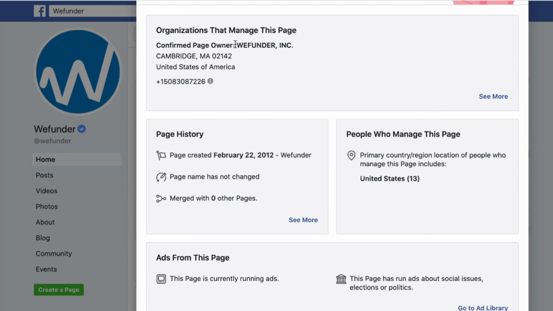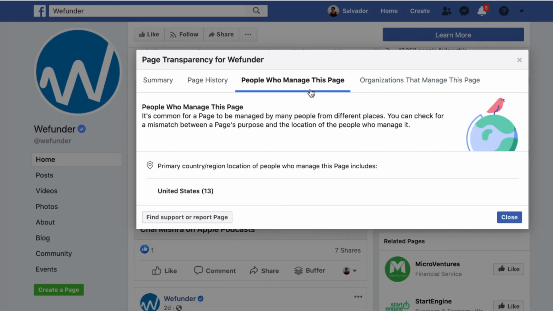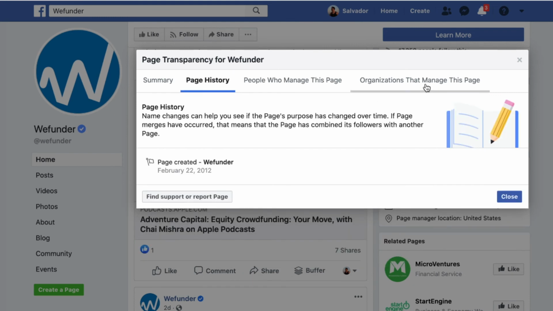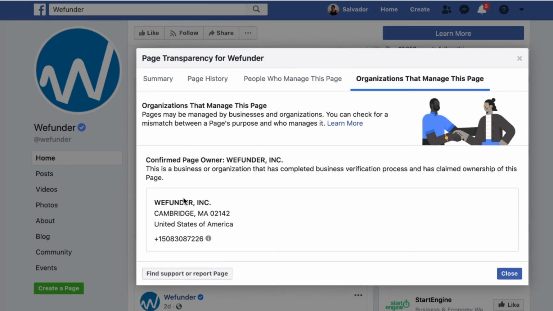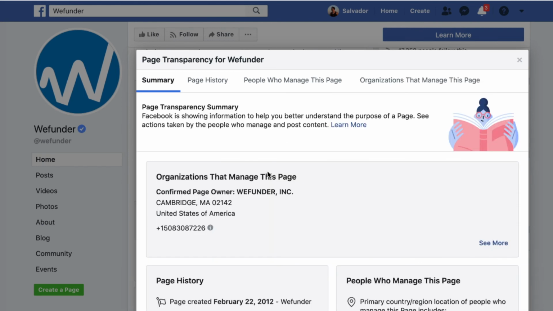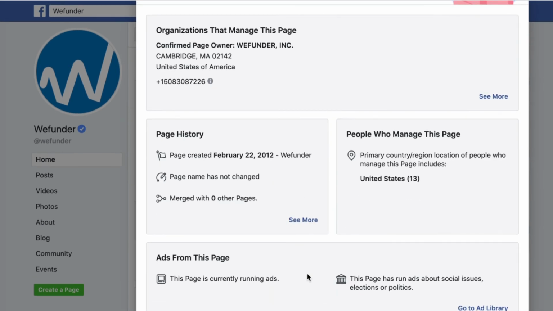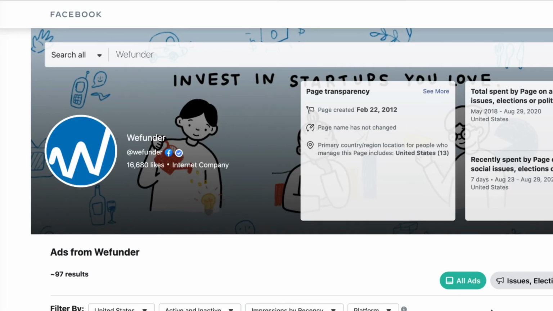We can see WeFunder Inc., where this is based. We can see their phone number. We can also see who manages this page, if other people are managing it in some way, the page history, and organizations that also manage this page, if they're hiring another company to manage this. But the one thing I look at here is ads, right? You can go to the ad library and see if a particular company is running any ads.